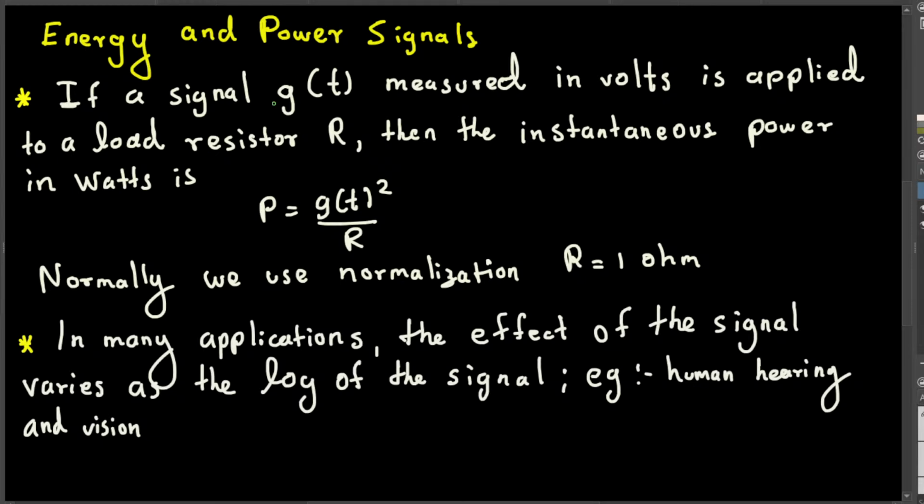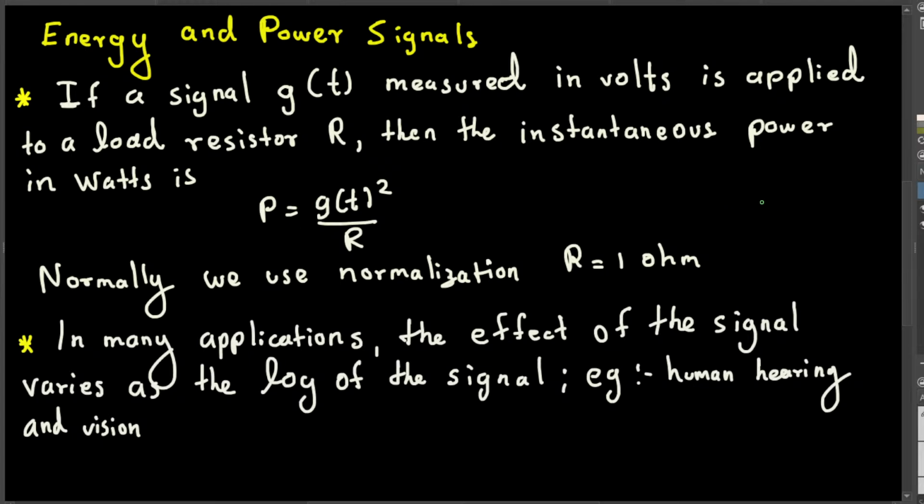The energy and power signals. If a signal g(t) measured in volts is applied to a load resistor R, then the instantaneous power in watts, P, is given by g(t) squared over R. Here g(t) squared is basically V squared, voltage squared, divided by the resistance.